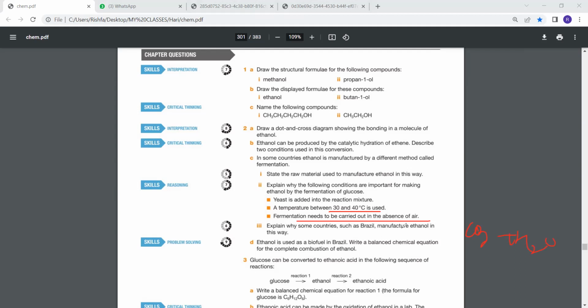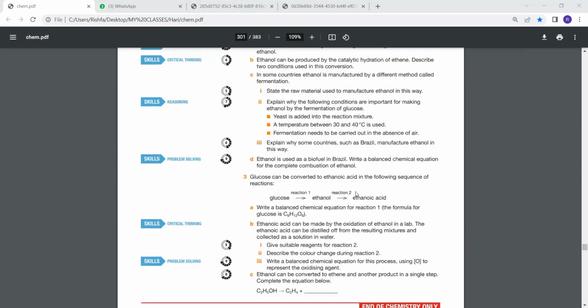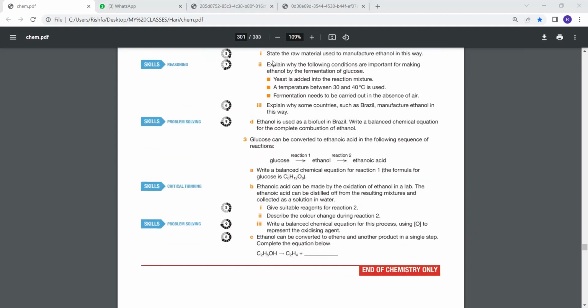Explain why some countries manufacture ethanol in this way. They're asking, is fermentation cheaper? Yeah, so you should write the advantages of that. Ethanol is used as a biofuel in Brazil. Write a balanced chemical equation for the complete combustion of ethanol. You can do it, no? Ethanol plus oxygen, giving carbon dioxide and water. You should balance it with the state symbols, okay? The physical state.